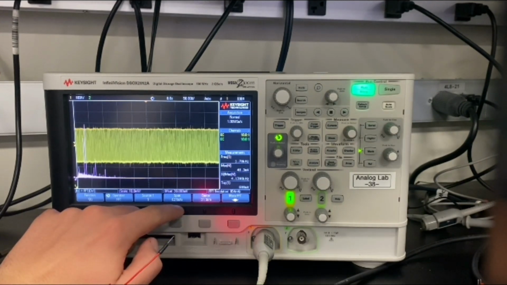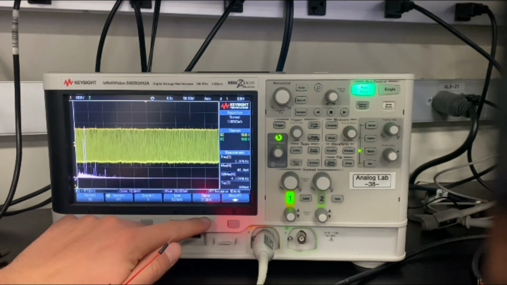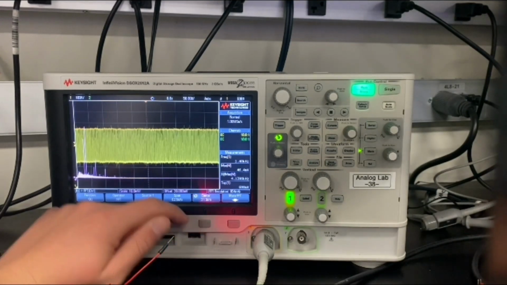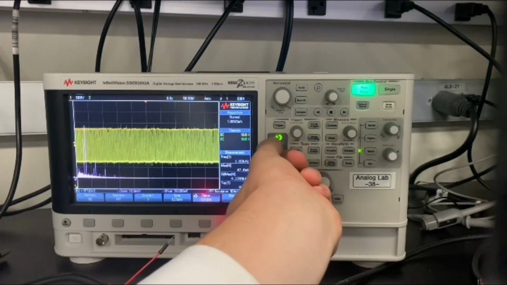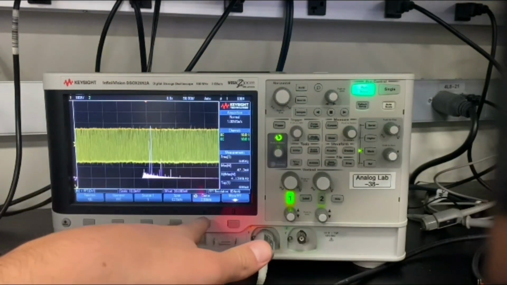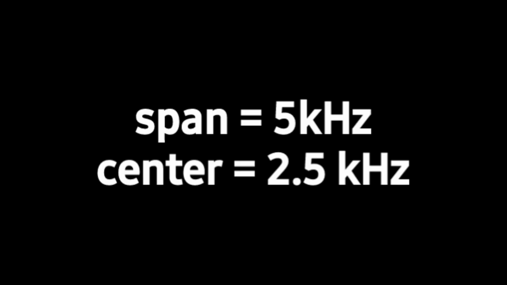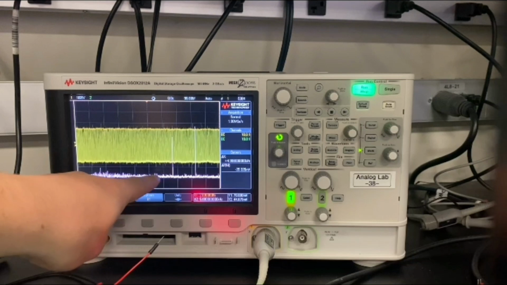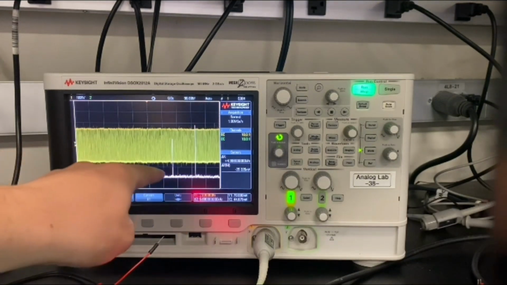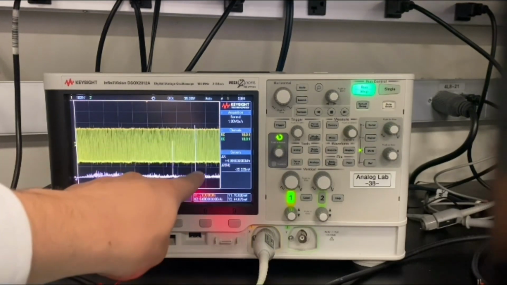In our system, we only care about the frequencies that are lower than 5 kilohertz. So let's set the center to half of that, 2.5 kilohertz. Then we can set the span to 5. This FFT here is showing us the frequencies that are present in our signal that's shown in yellow. So you can see there's a spike here, there's a spike here.